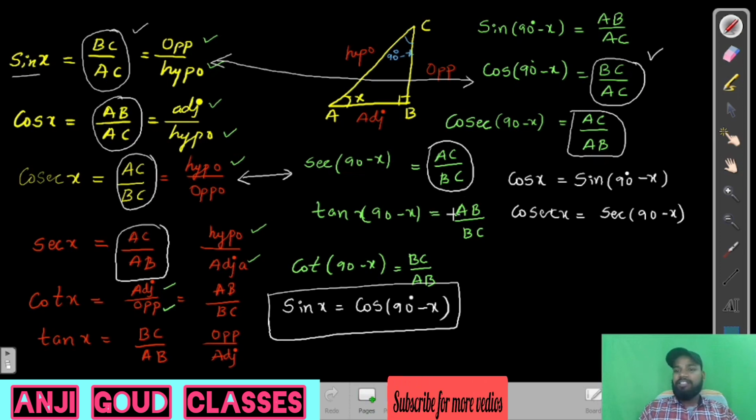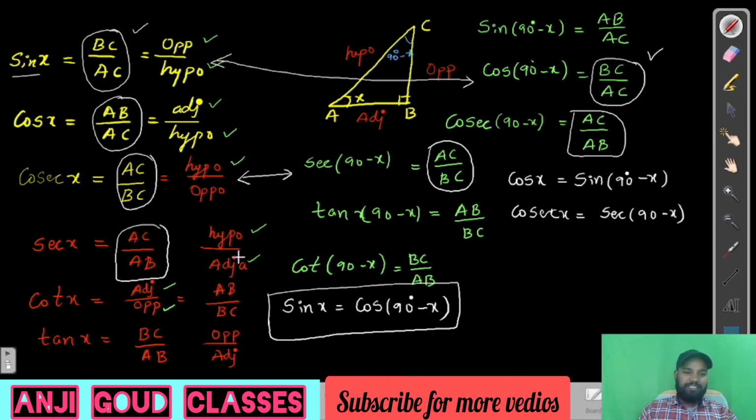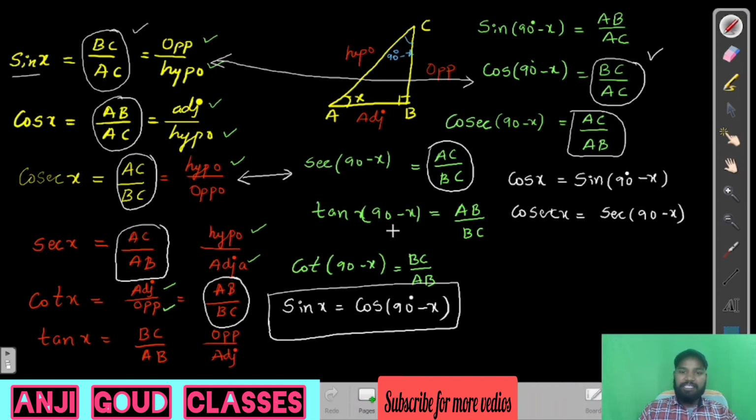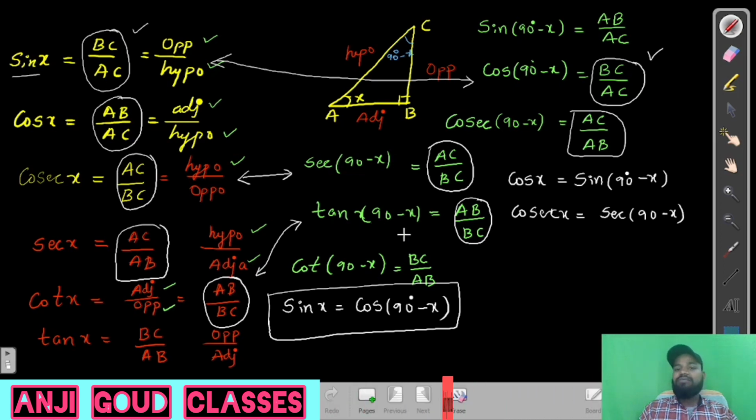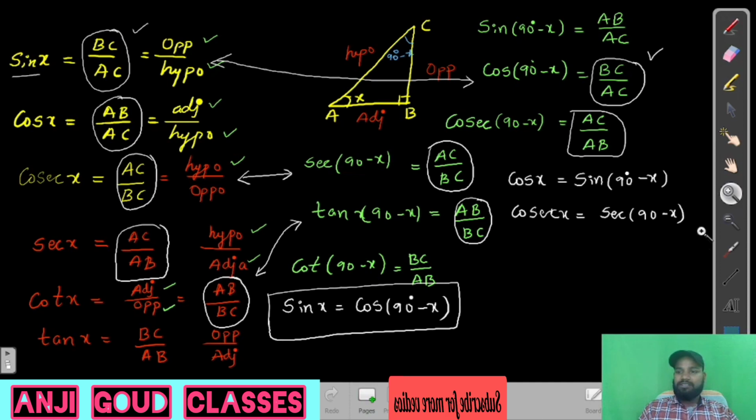So these are the complementary trigonometric ratios, trigonometric ratios for complementary angles. See here, cot x is AB by BC. See here, tan x is AB by BC. So cot x can be written as tan of 90 minus x. Understood? So by this we will conclude.